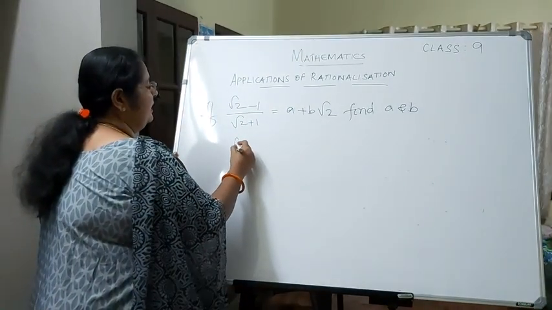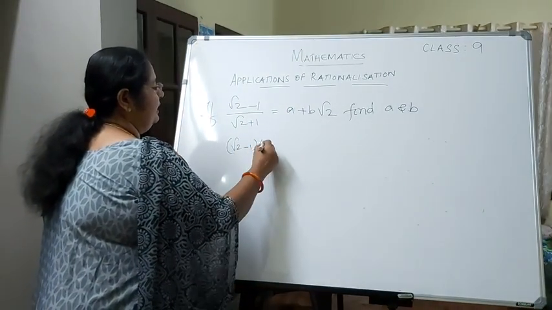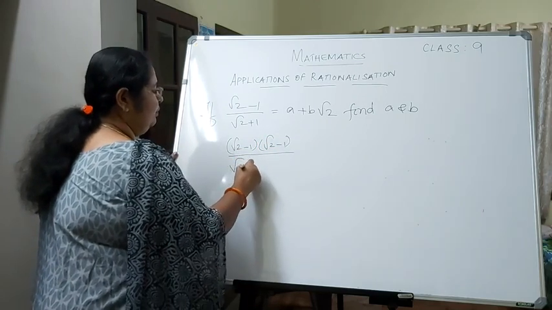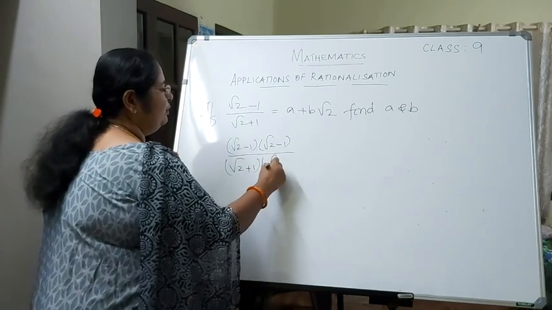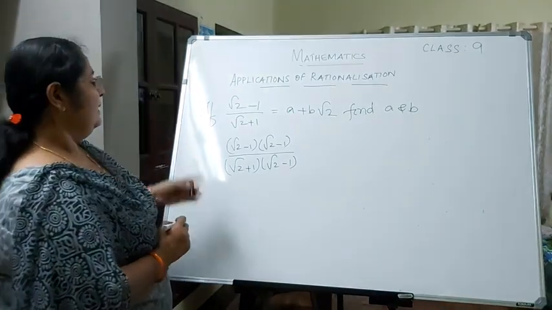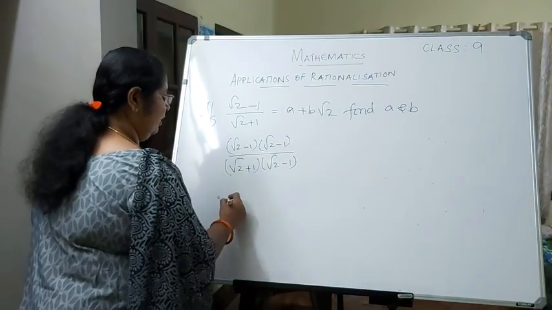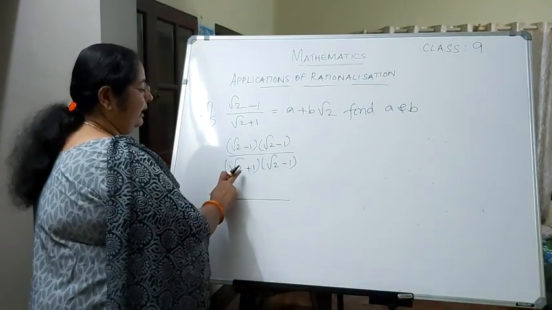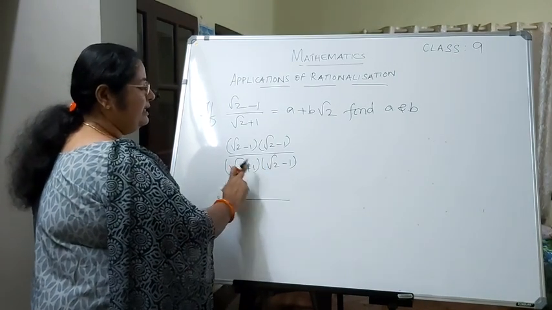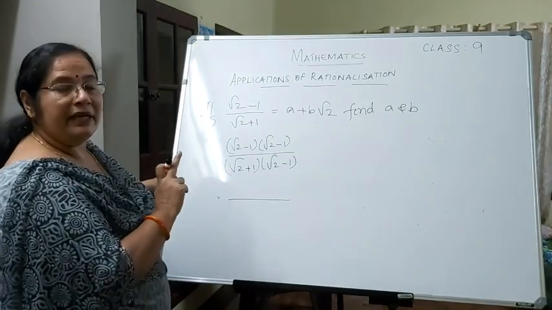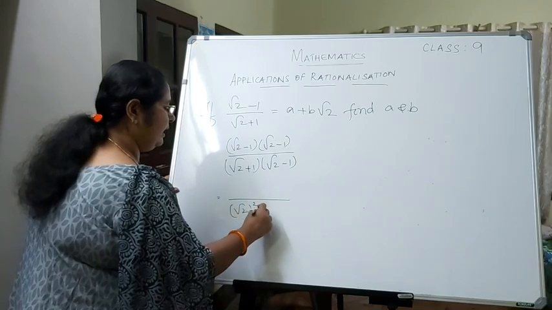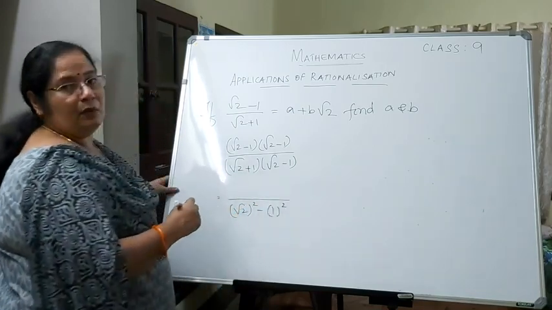So what does this become? (√2 − 1)(√2 − 1) divided by (√2 + 1)(√2 − 1), where √2 − 1 is a conjugate of √2 + 1. Now, what is the denominator now? This is of which form? (a + b)(a − b), where our a is √2 and b is 1. So (a + b)(a − b) is a² − b², which will be (√2)² − 1².